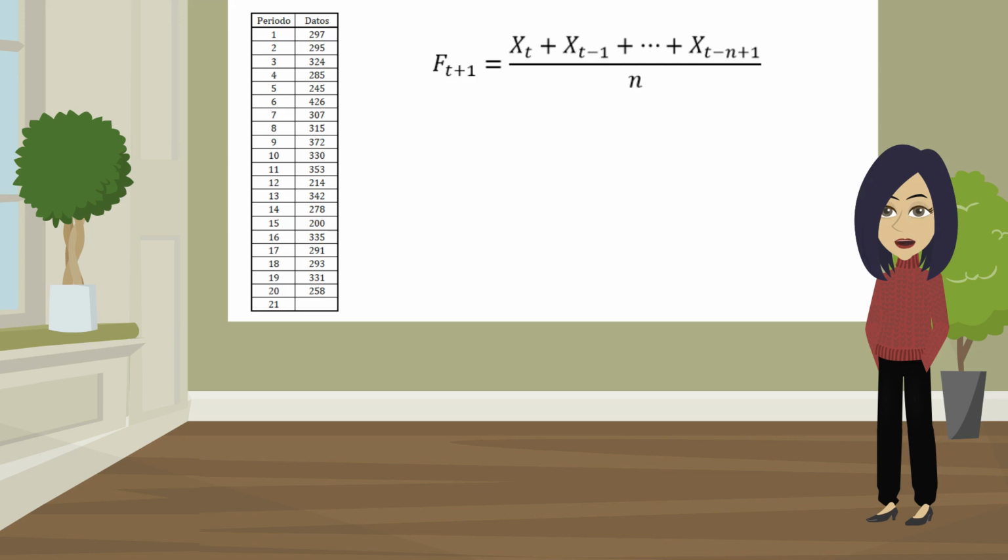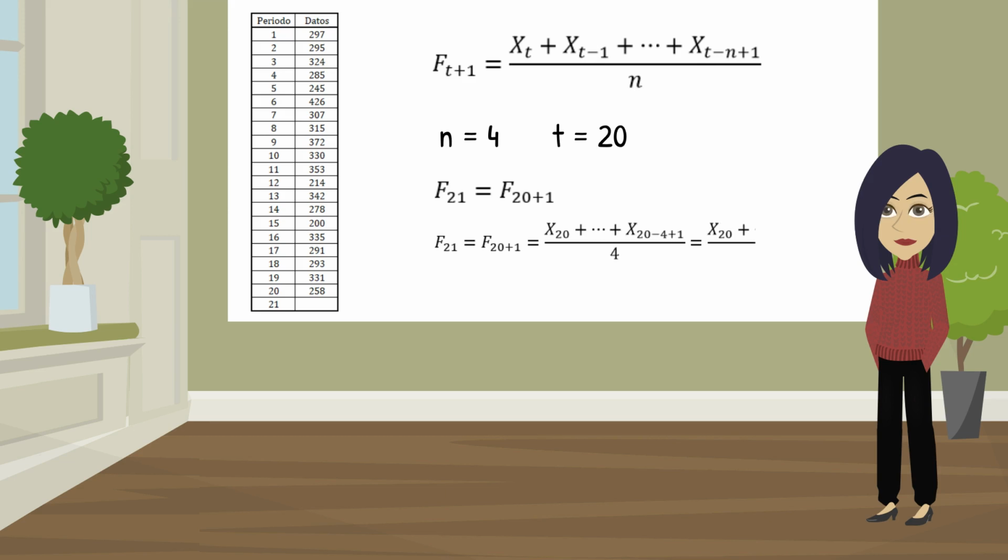Again, suppose we want to get the forecast for the 21st period averaging the last 4 data. This means that n is equal to 4. On the other hand, realize that the number 21 can be expressed as 20 plus 1. This means that t is equal to 20. When substituting these two values in the formula, we will obtain the following. That is, to obtain the forecast for the data 21, we must obtain the average of those data that are between period 20 and period 17. Numerically, this result gives us 293.25.